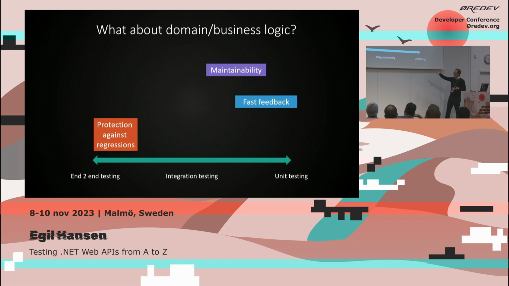So if we are on one side of the spectrum here with end-to-end testing, there are a few properties that are really important for us when we're writing our tests and we want to have good value out of the test.